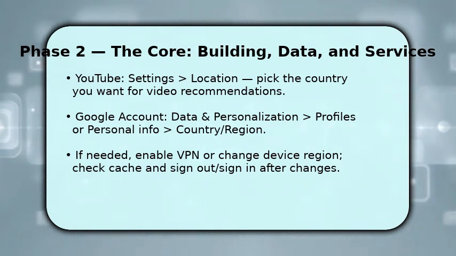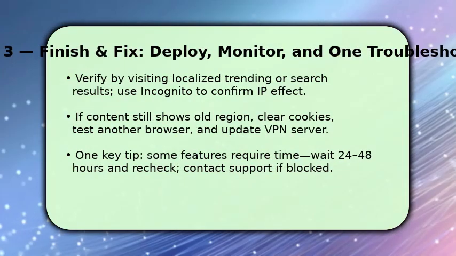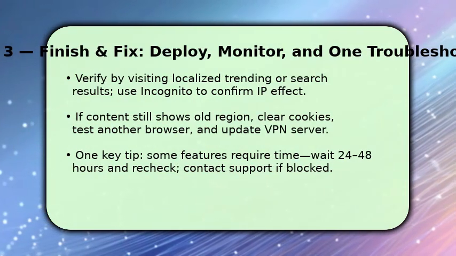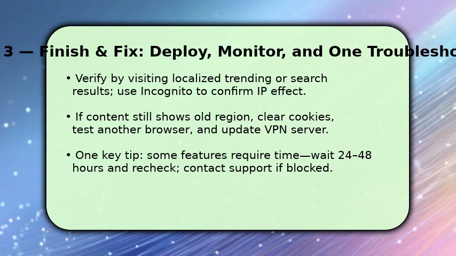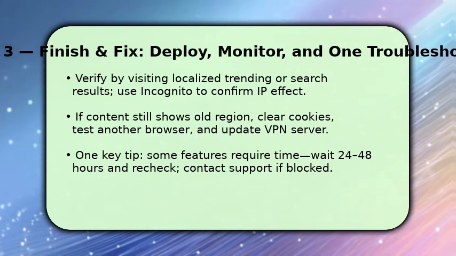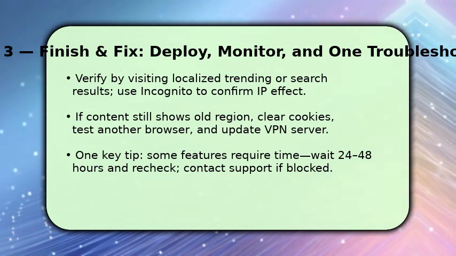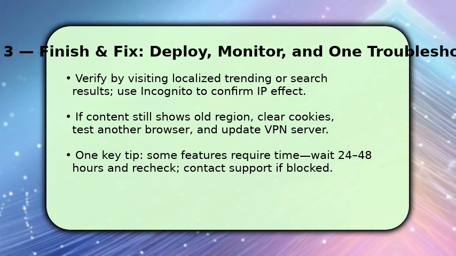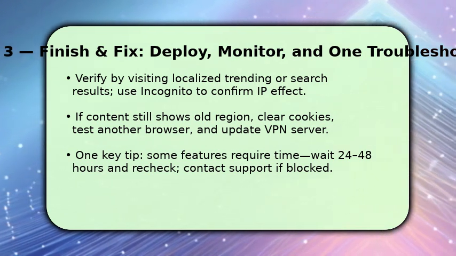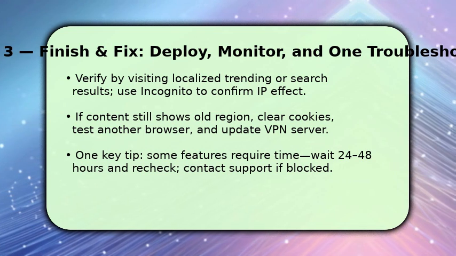Finish by verifying the change. Check trending pages and region-specific searches. Open an incognito window to confirm IP-based results. If you still see the old region, clear cookies, try a different browser, and switch VPN servers or restart your device. Make sure you allow 24 to 48 hours for account-level changes to propagate.